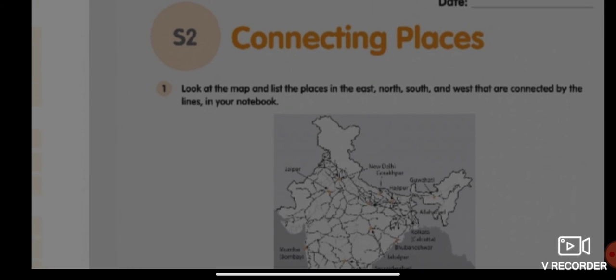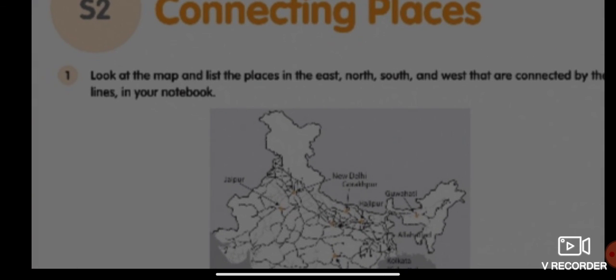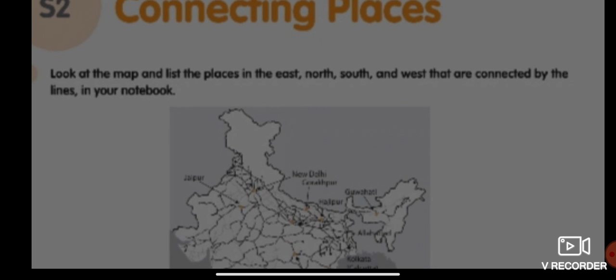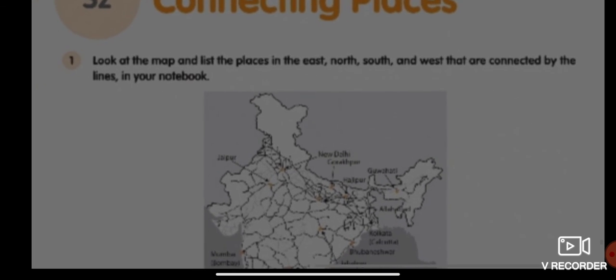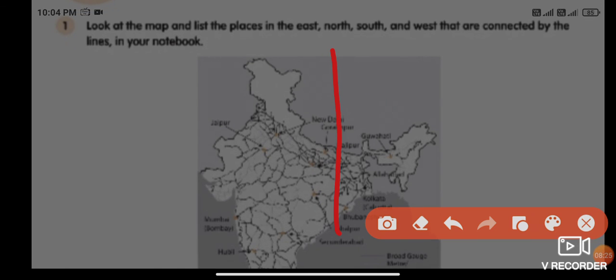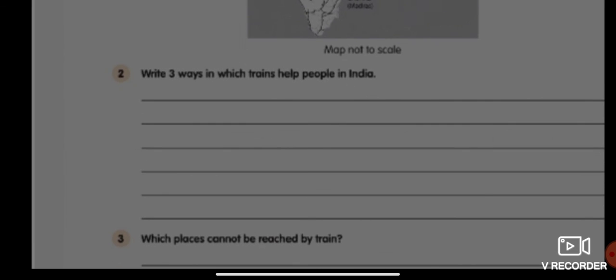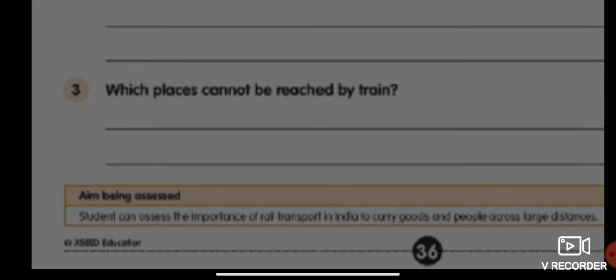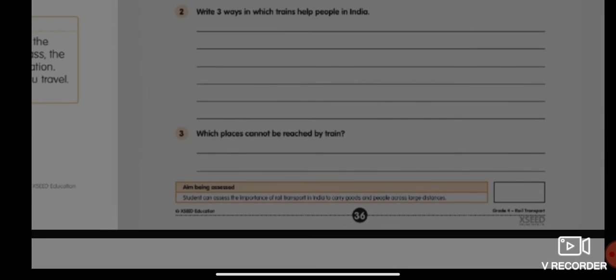Write them down in your notebook along with your worksheet S2. You have to look at the map and list the places in the east, north, south, and west that are connected by lines in your notebook. I hope you know the directions: this portion is known as north, east, west, and south. Keep that in mind, and accordingly find the places after observing the map. Number 2: write three ways in which trains help people in India. Question number 3: which places cannot be reached by train?